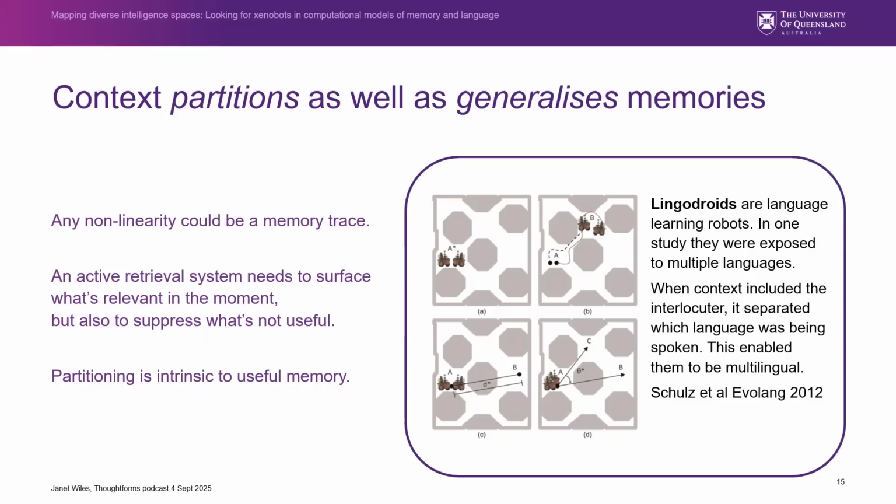A lot of people would think of this as being part of a cognitive system, but if you think of it as part of the memory system, it gives you very powerful data structures as a computer scientist. Potentially also useful in psychology, though I was looking more at it as a computational device. So just as an example where we did that, we were working with these language learning robots called Lingodroids. And in one study, they were exposed to multiple languages.